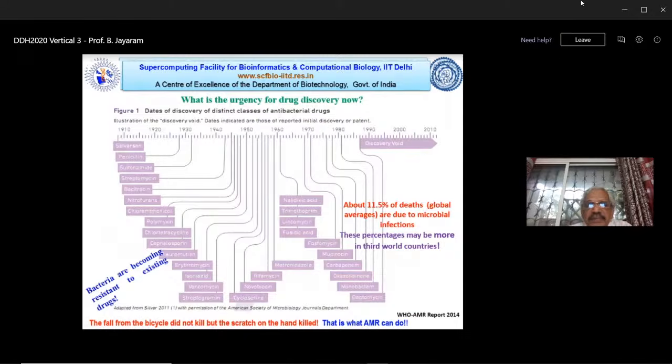Look at the discovery of these antibacterials. What we are seeing is that up till the mid-80s, there was a ferment of activity, and several molecules were discovered. Beyond that, you start to see a discovery void. You don't find too many molecules. On top of it, that means we are very complacent. We think we have conquered the bacteria, and bacteria are not a problem anymore. On the other hand, bacteria are becoming smarter in the sense that antimicrobial resistance is on the increase.